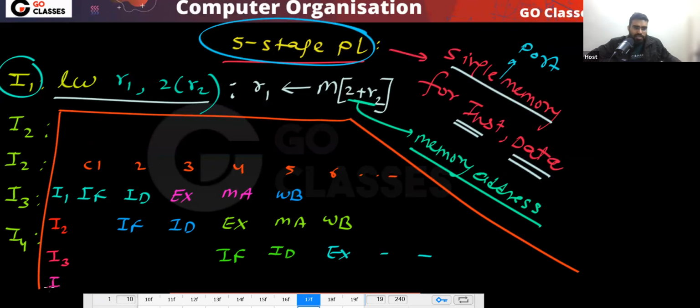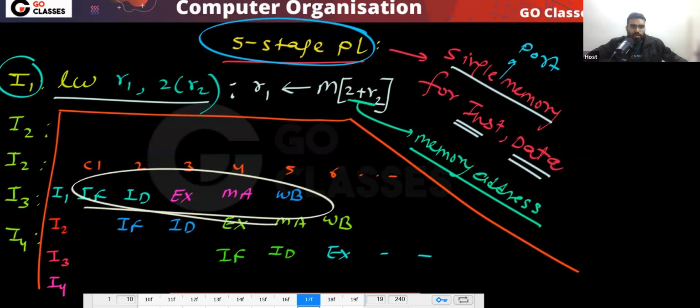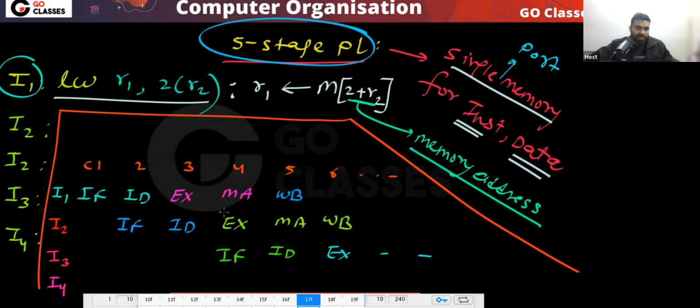Now let's see this interesting part. You tell me one thing: in this stage we are accessing the memory, right? Do you agree? There are a total of 5 stages. In which stage do we access the main memory? In the IF and MA, right?